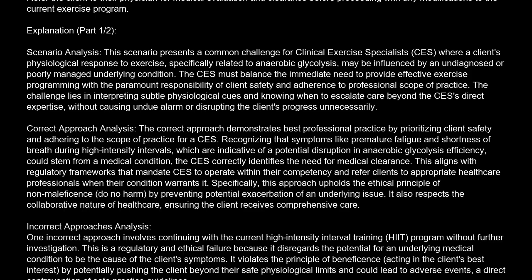Incorrect approaches analysis. One incorrect approach involves continuing with the current high-intensity interval training, HIIT, program without further investigation. This is a regulatory and ethical failure because it disregards the potential for an underlying medical condition to be the cause of the client's symptoms. It violates the principle of beneficence, acting in the client's best interest, by potentially pushing the client beyond their safe physiological limits and could lead to adverse events, a direct contravention of safe practice guidelines.